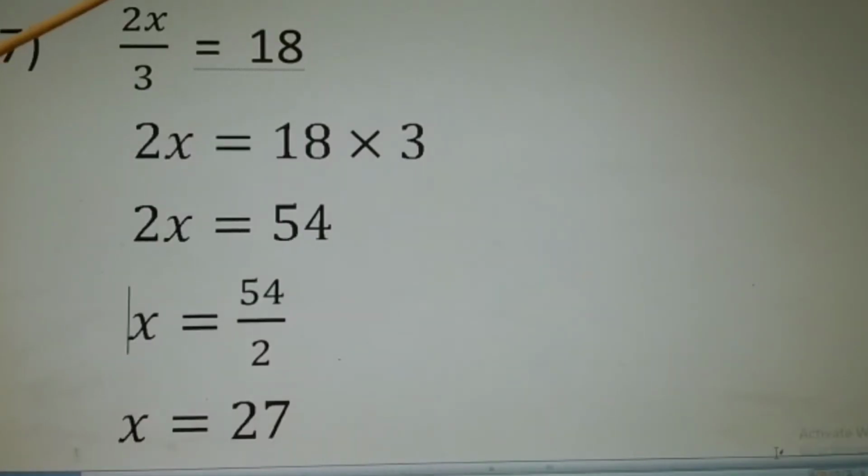Question is 2x by 3 is equal to 18. Here a division part is there. On the right side of the equal sign it will become multiplication. That is 2x is equal to 18 into 3. 2x is equal to 54. Here a multiplication part is there. On the right side it will become division. That is x is equal to 54 by 2. That is x is equal to 27. So the value of x is 27.